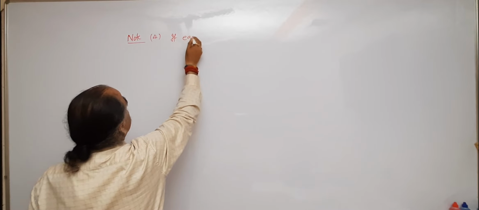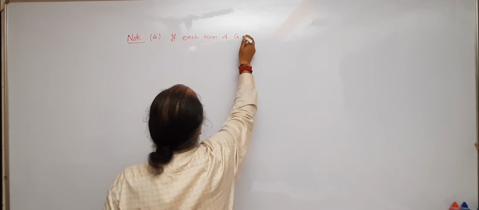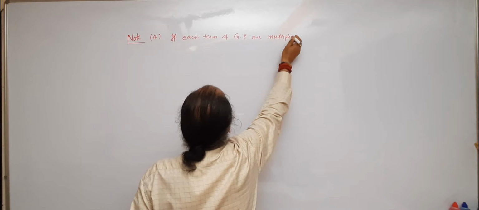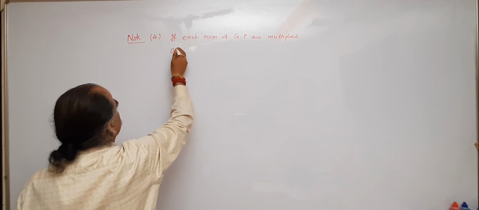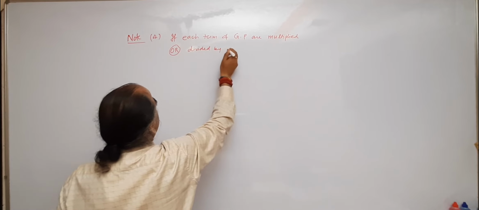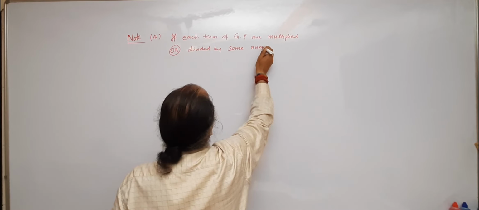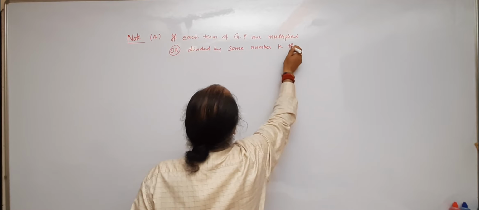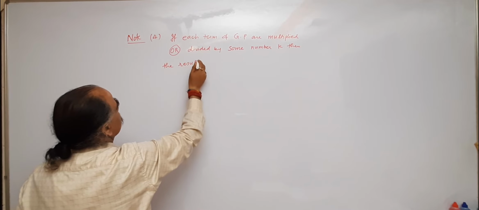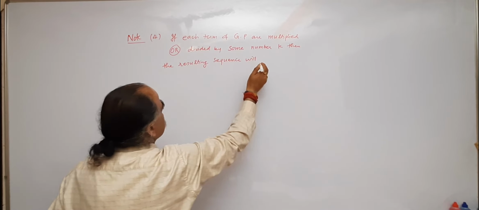Note number 4: if each term of a GP is multiplied or divided by some number k, then the resulting sequence will also be in GP.